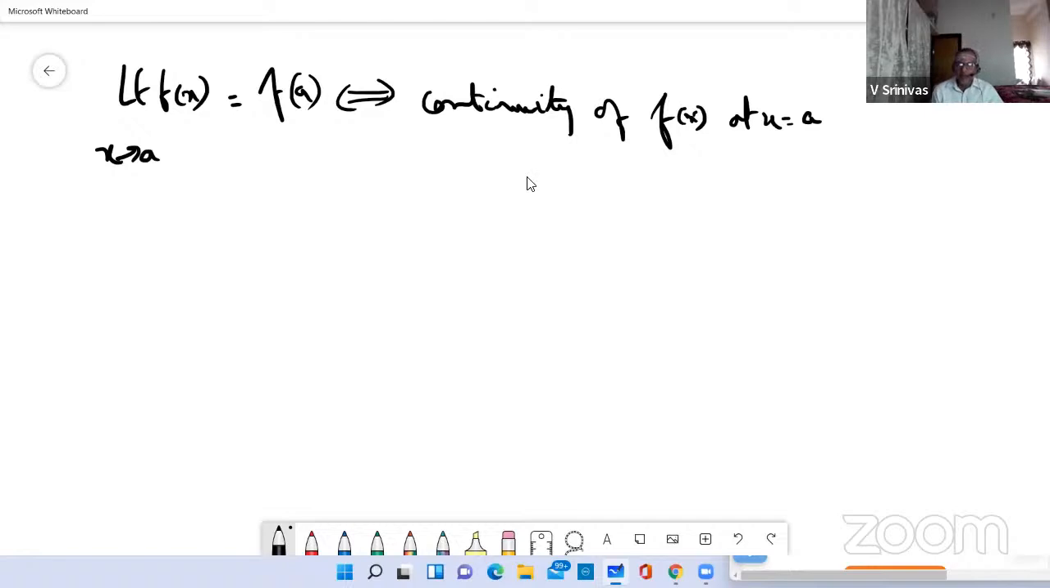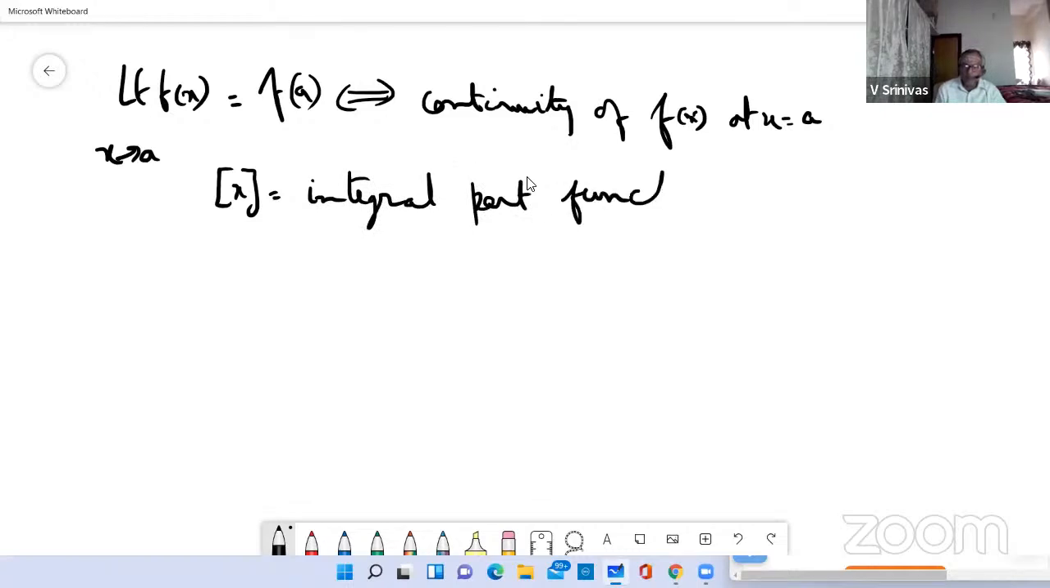Let me speak about continuity of a real valued function. First of all, this limit has to exist. Let me discuss a couple of examples about limits. What is the integral part function? Integral part function. What is this?